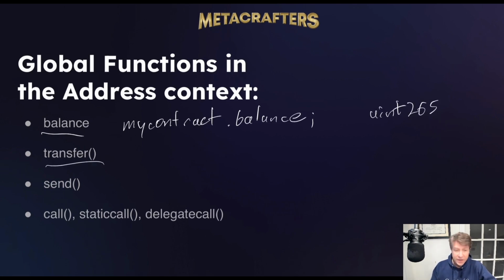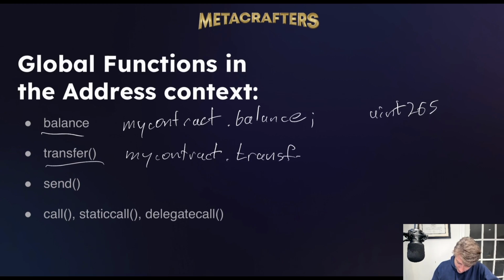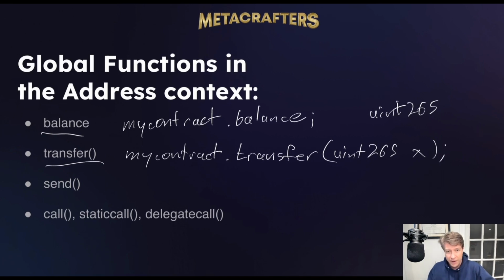Next up is the transfer function. The transfer function sends the given amount of wei from the current account to the address mentioned. If you want to send X amount of wei from the current account to an address myContract, then the function call looks like this. We have myContract.transfer, and it's a function, and inside we have a uint256, which we call X, and then we close it with a semicolon. The problem with the transfer function is that if an error occurs during the transaction, then the transaction will fail.